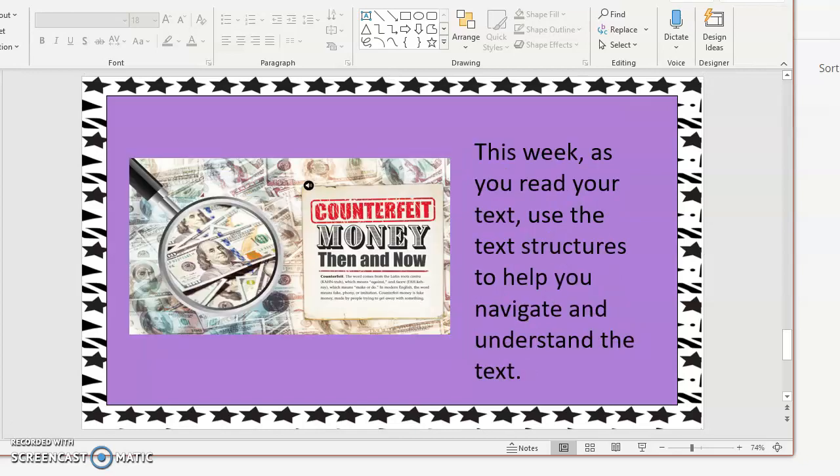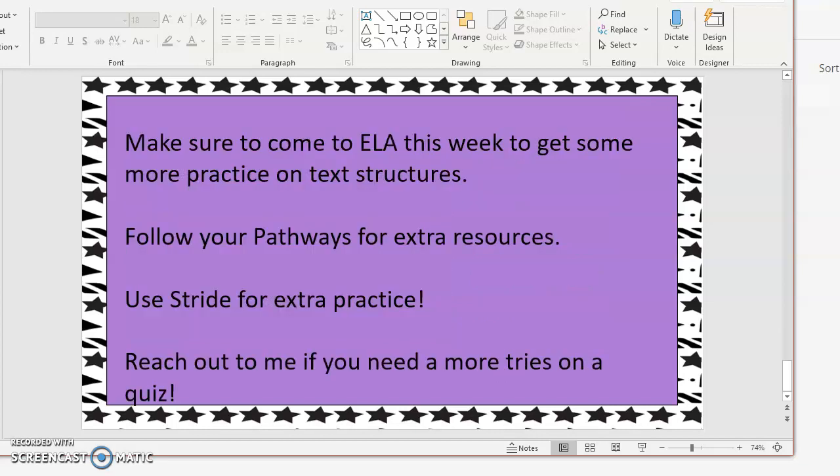All right, so this week as you read your text, counterfeit money, then and now, use those text structures to help you to understand the text and to help you navigate through it. Make sure that you come to our ELA class this week and get some more practice on text structures. You'll get to come and talk to me and see your classmates.